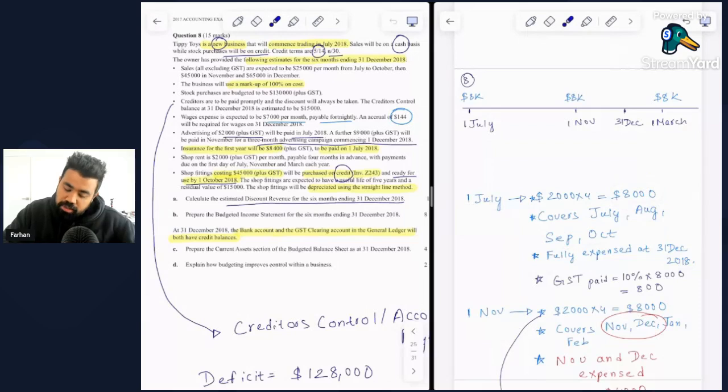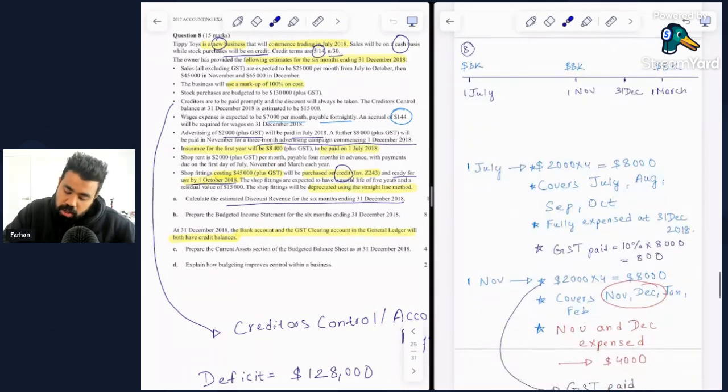And let's calculate the GST that we will pay on this rent, and that's 10% multiplied on $8,000, which is $800. Then we are making the rent payment again on 1 November for 4 months, and that's $2,000 per month multiplied by 4 months, and that's $8,000 in total. And this payment of rent on 1 November should cover November, December, January, and February. All right? We are only concerned with November and December in terms of expensing the rent, because this falls in the current financial year ending 31 December 2018.